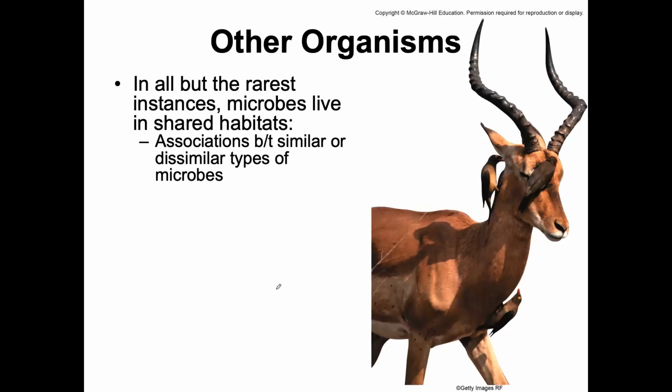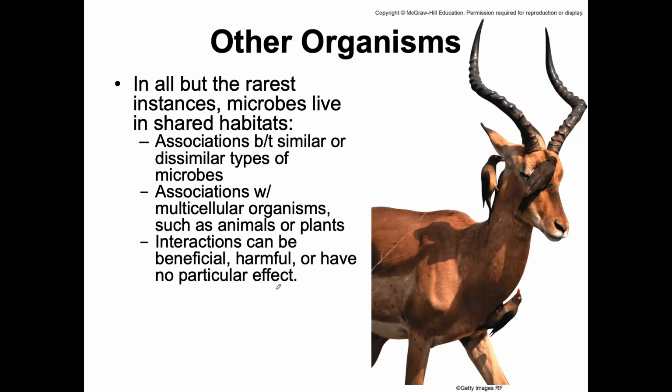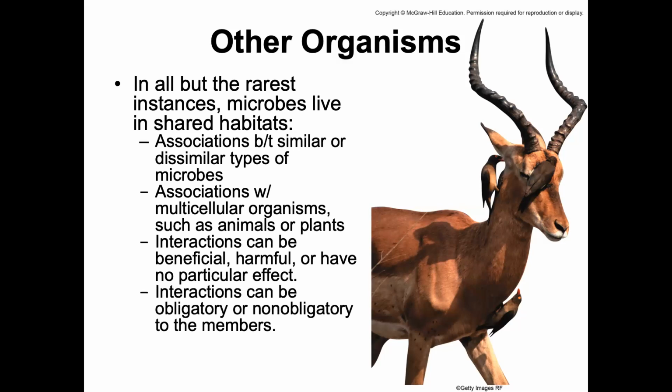Other organisms are going to live in habitats with each other, okay? So we're going to have associations between either similar microbes or dissimilar microbes, right? Organisms that look and act like me and those that don't. So these can happen between animals and plants, between microbes and animals or plants. I mean, there's all kinds of different interactions that are out there, right? Some of them are beneficial, right? Some are harmful, and some have no effect, okay?